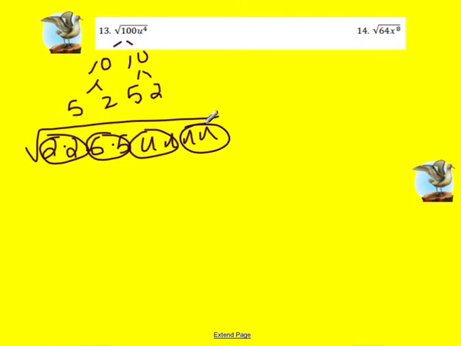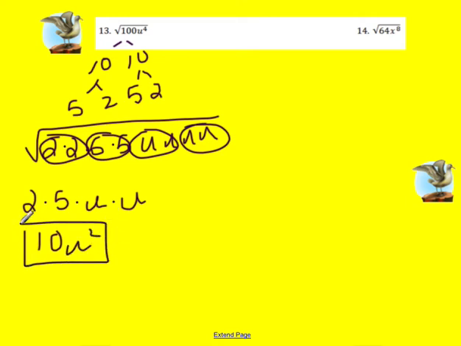Well, guess what? Everything ended up in a pair. Remember, when everything ends up in a pair, then you don't have the radical anymore. So we're going to have 2 times 5 times U times U. Well, 2 times 5 is 10. U times U is U squared. So the answer to this is simply 10U squared.